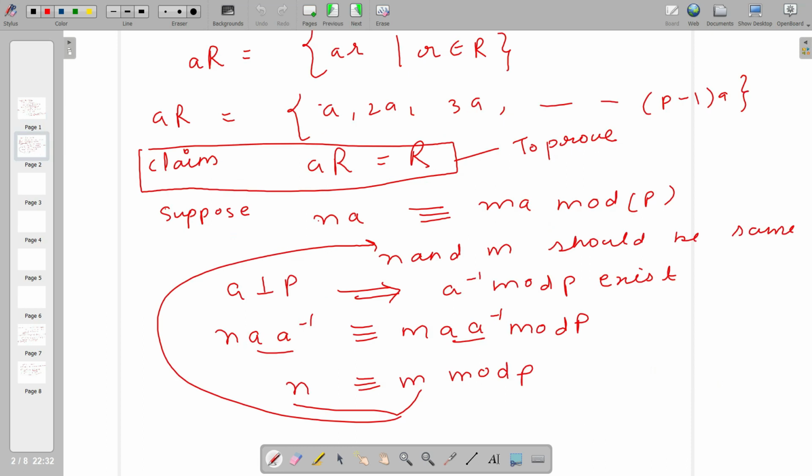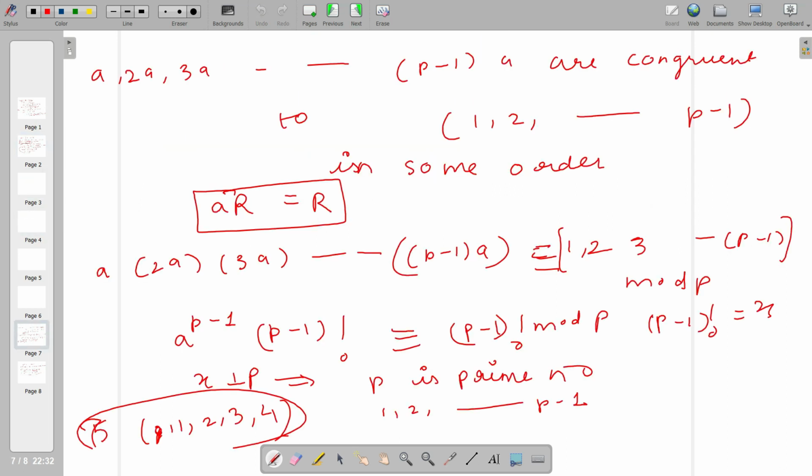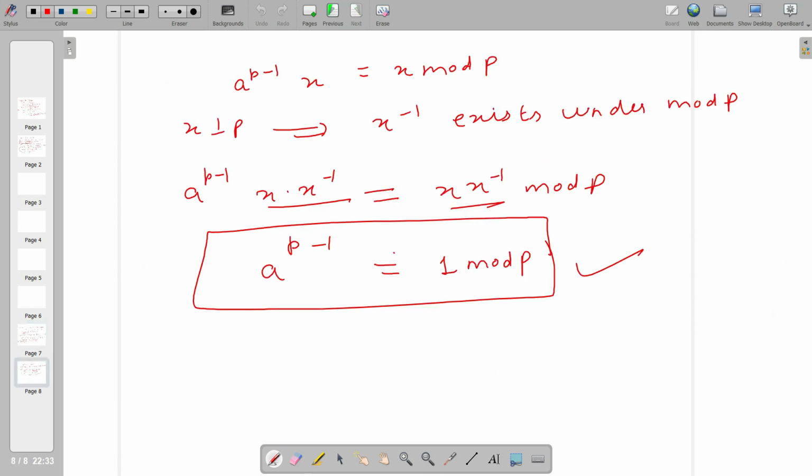And in the next term, we write aR is equal to the set of a times small r, where small r belongs to capital R. Because capital R is 1, 2, 3 up to p minus 1, this aR becomes a, 2a, 3a, up to (p minus 1)a. And then we prove how this aR is equal to capital R. And after proving this, we prove the statement of Fermat's theorem also. Thank you.